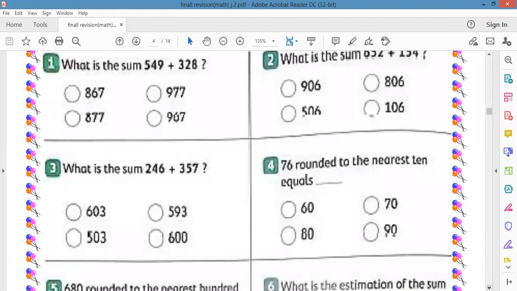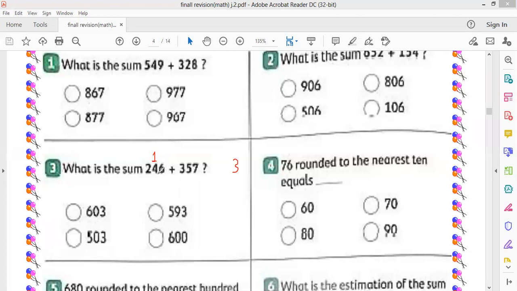Question number 3. What is the sum of 246 plus 357? 6 plus 7. Put 7 in your mind and raise 6 fingers. Count after 7. After 7, 8, 9, 10, 11, 12, 13. We write 3 and raise 1 to the next place. We put 1 over 4.